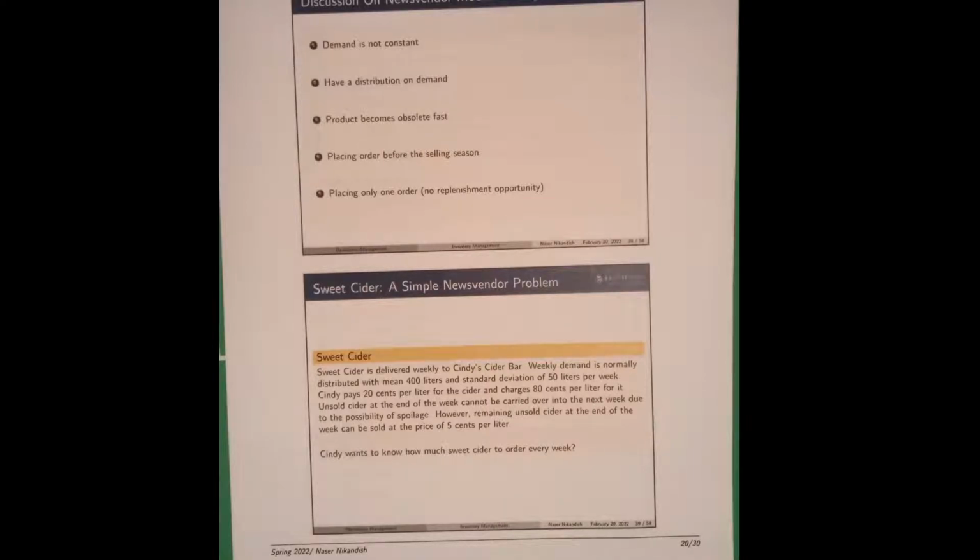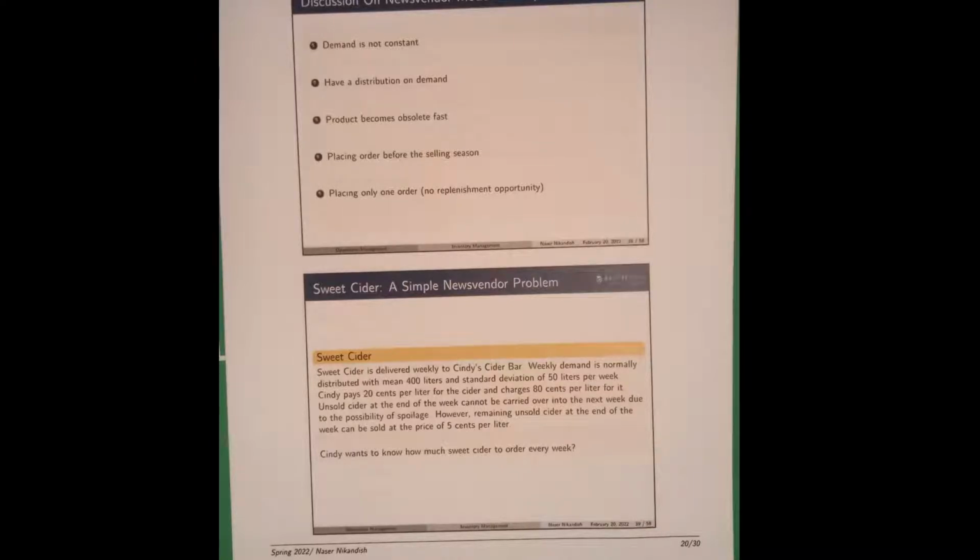These are the assumptions that we have for the newsvendor problem that we are going to discuss. We assume that demand is not constant, it's random. We assume that we have a distribution on demand. This is one of the questionable assumptions that we have for this model. Sometimes you can say, yes, I have a reasonable distribution for demand. Sometimes not so much. Next, we assume that the product becomes obsolete. This is actually pretty reasonable in this context. We assume that you have to place the order before the start of the selling season, and yes, that is reasonable. We also assume that you get to purchase only one time for that one selling season. Again, in a lot of practical situations, that actually is not a very unrealistic assumption.